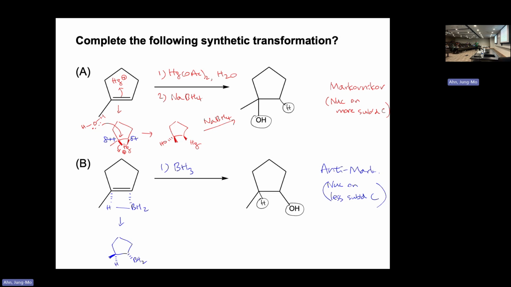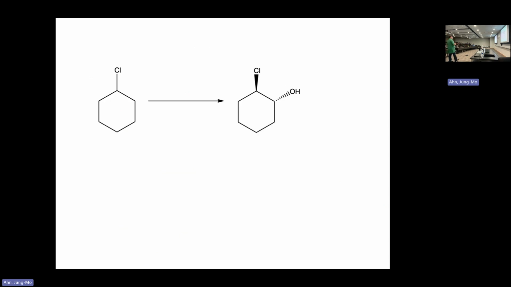Hydroboration, on the other hand, adds H and BH2 on the same side, right? It's a concerted mechanism. The bigger BH2 orients itself on the less substituted side, and the smaller hydrogen on the more substituted side. That's why we get the anti-Markovnikov orientation. Then BH2 is replaced by OH in the second part, the oxidation. And then you have OH sitting here, hydrogen sitting there. So that's the difference between those two, something you really have to be aware of.